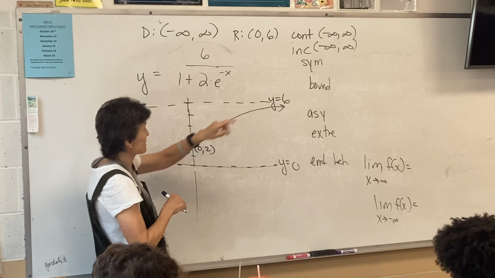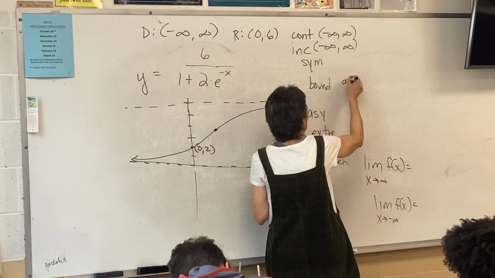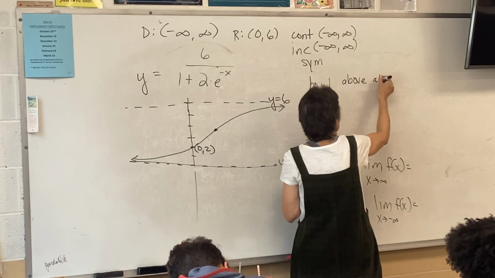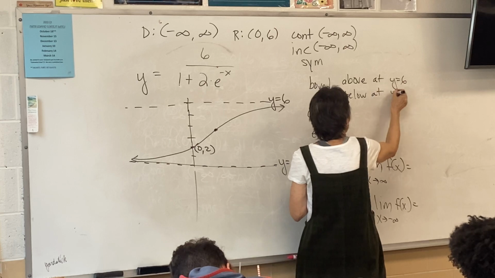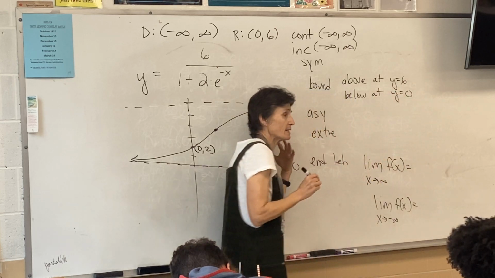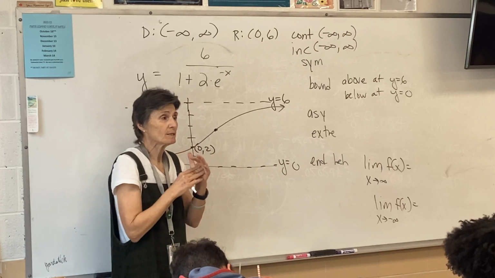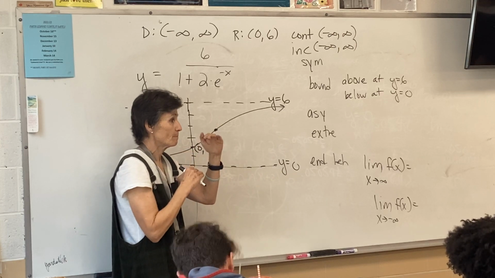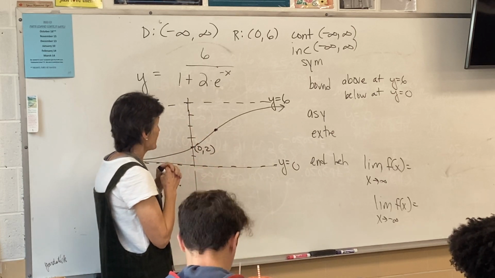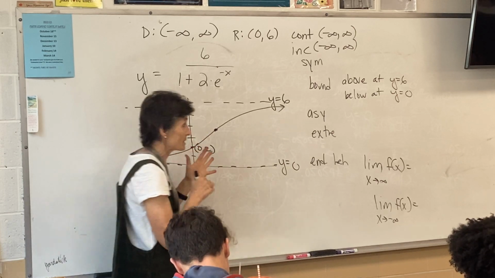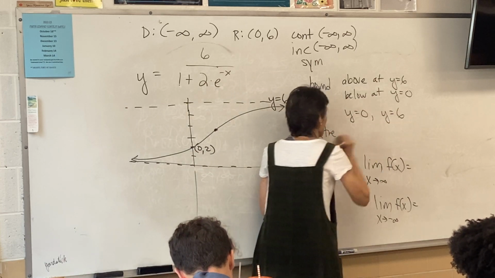Is it bounded? Above and below. So above at y equals 6 and below at y equals 0. So this is an example of a truly bounded function. Bounded means below and above, right? This one is. So that's a bounded function. Does it have any asymptotes? Yes, it has 2 of them: y equals 0, y equals 6.